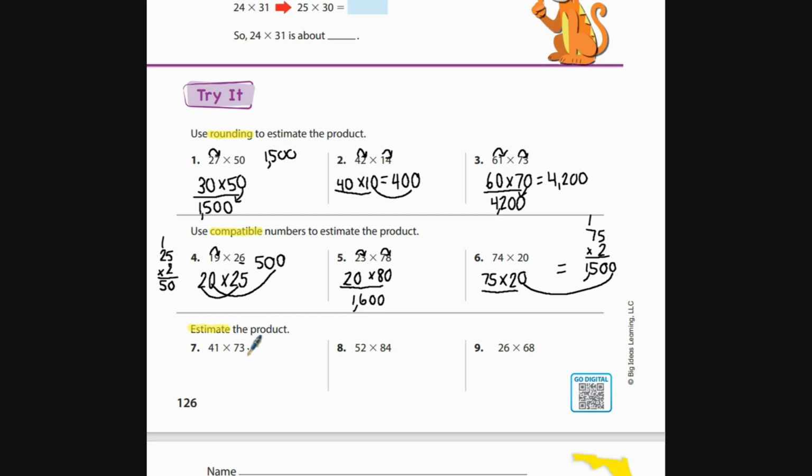1,500. That's it. And then for 7, 8, and 9, you're going to just estimate. They're not telling you to use rounding or compatible numbers. What they're telling you is use whatever you want. Just estimate.